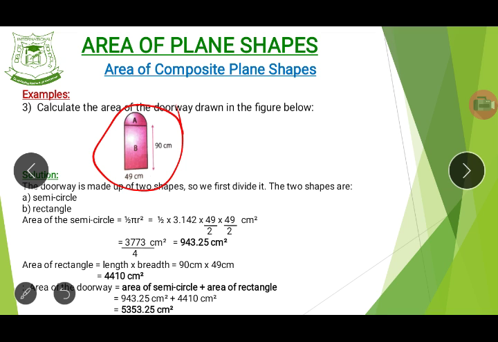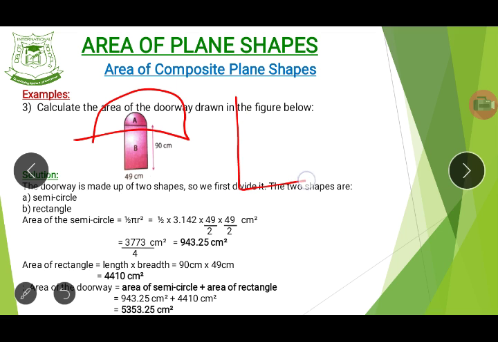Now in the solution, you see that the doorway is made of two shapes, right? So we first divide it into those two shapes. The two shapes are what? A semicircle, this one that comes like this, right? And then a rectangle, this one that comes like this. Do you see that now? So when you put this one on top of this one, you have your complete doorway. All right.